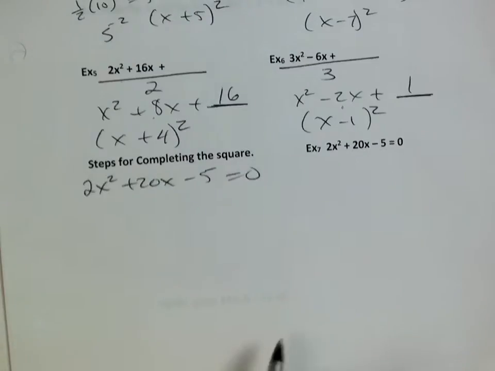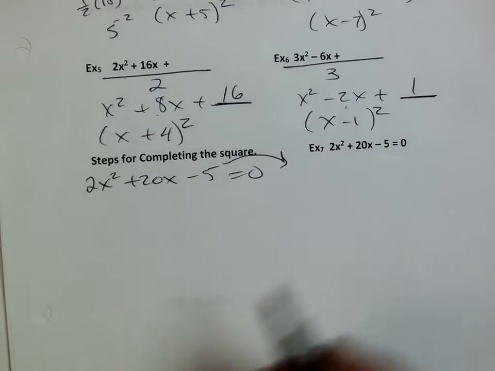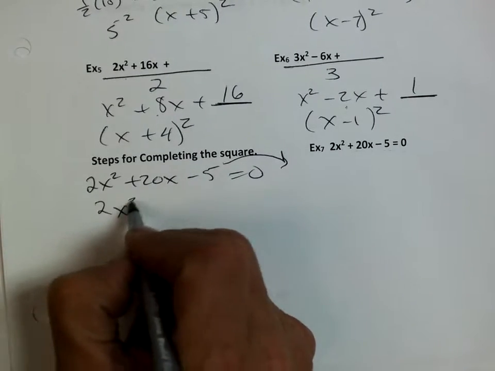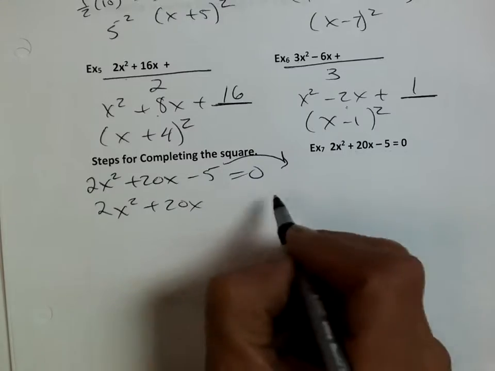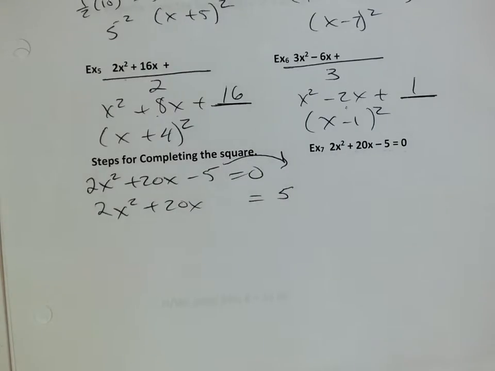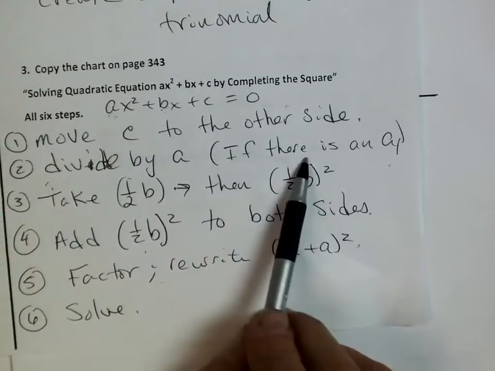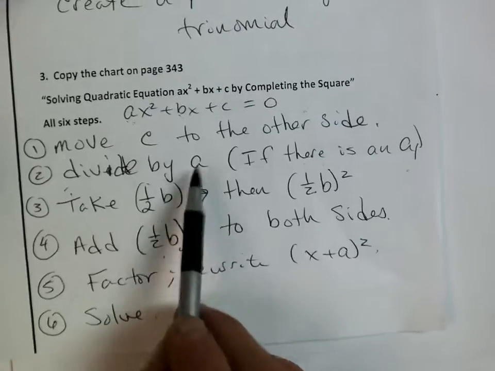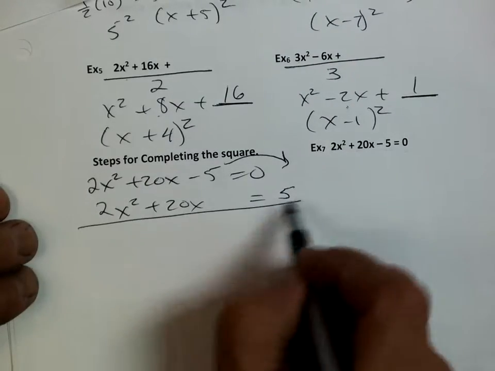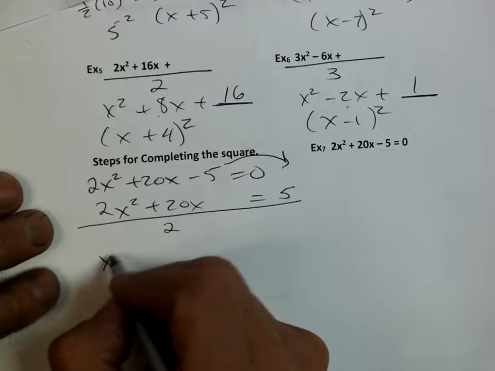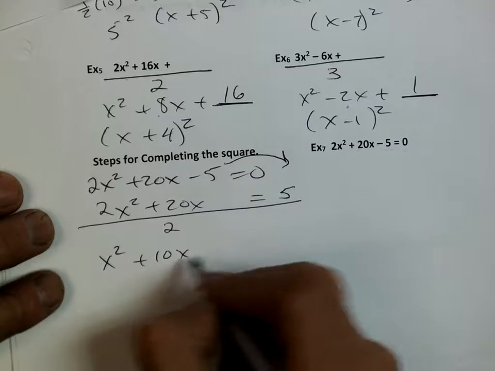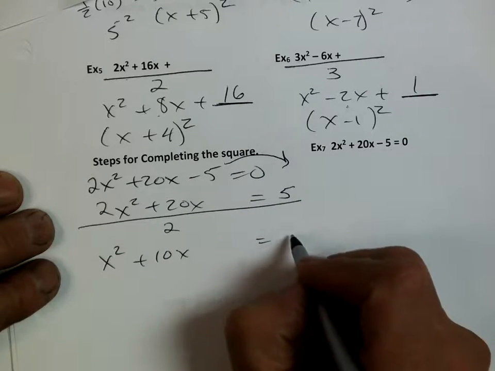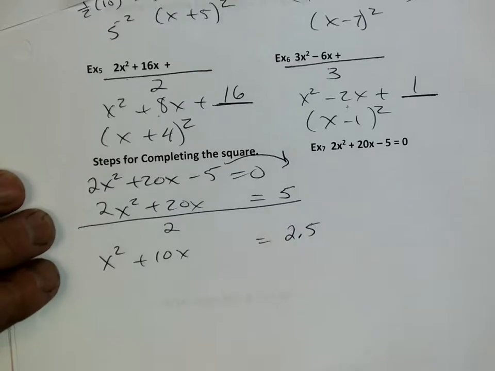So what do we do? Move 5 to the other side: 2x squared plus 20x equals 5. Step 2, divide by a. A is 2, so I'm going to divide everything by 2. And I'll have x squared plus 10x equals 2.5. Divide 5 by 2. Okay?